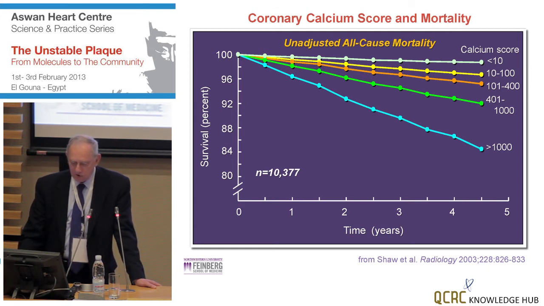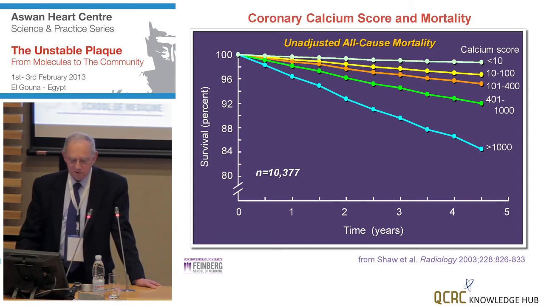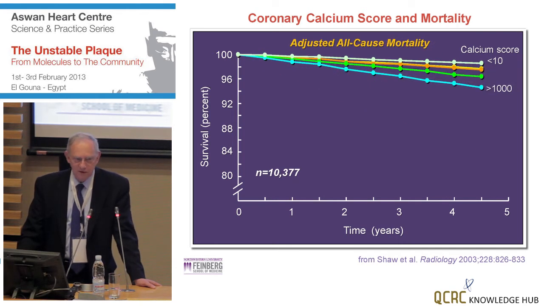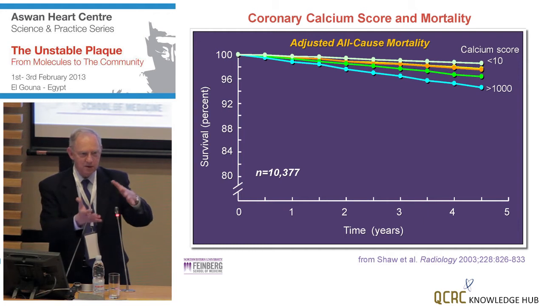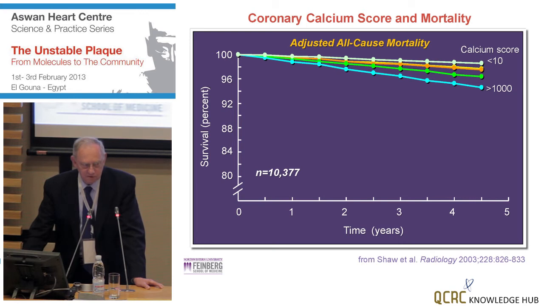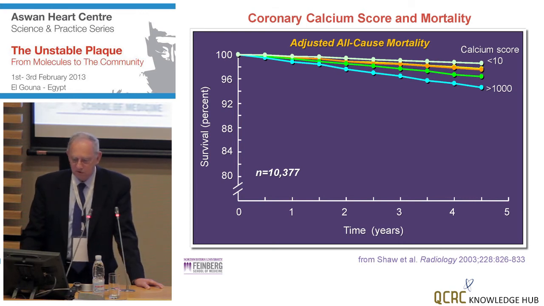So here's data from Leslie Shaw, 10,000 plus patients undergoing a CT calcium score. And one sees that the calcium score is predictive across 4 to 5 years of survival. This is mortality data, but these are unadjusted data. One has to now adjust these patients for their underlying risk factor burden, and when they did that, you see how the curves tighten up dramatically. So the CT scan gives us some information in addition to the risk factors, but not as much as we saw in the unadjusted data. But there's still important data here.